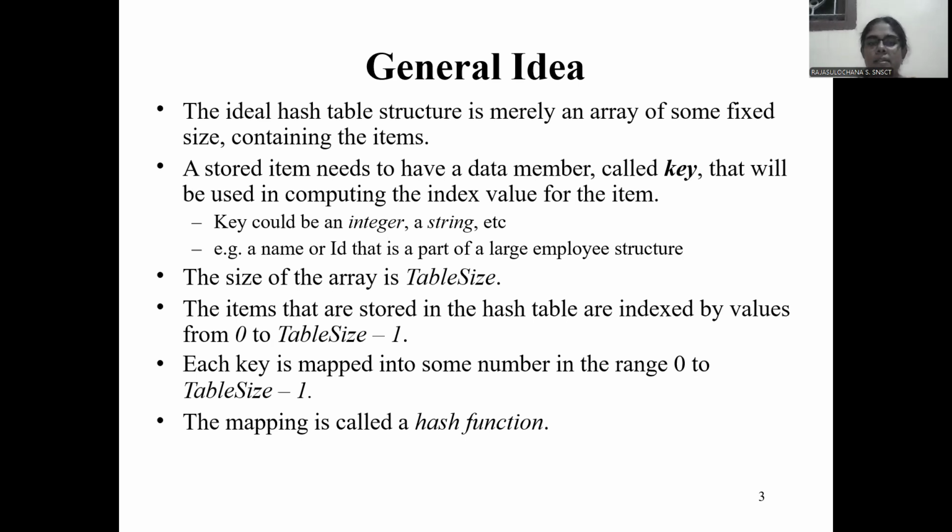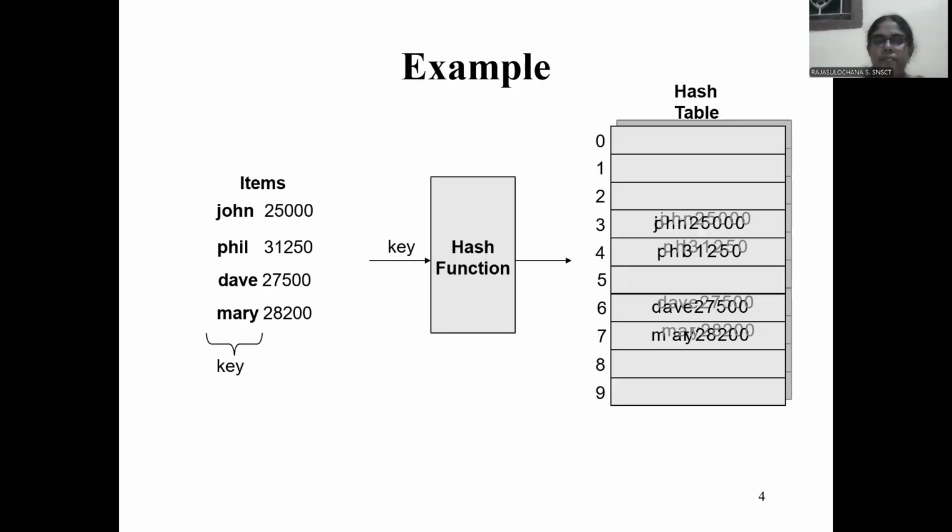So the table size is obtained by the size of the array. Each item stored in the array is indexed from 0 to n minus 1, which is table size minus 1. If a key is mapped into some number in the range 0 to table size minus 1, this mapping is called a hash function.